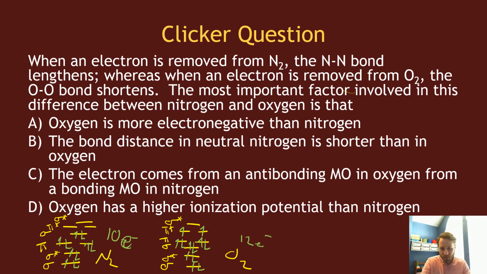While for oxygen, when I remove an electron, I'm removing it from an anti-bonding orbital, so that's going to actually strengthen my bond. And that's why the bond becomes shorter. So the main reason this is occurring is the electron is coming from an anti-bonding orbital in oxygen and from a bonding orbital in nitrogen. So C here is the main reason why this is occurring.